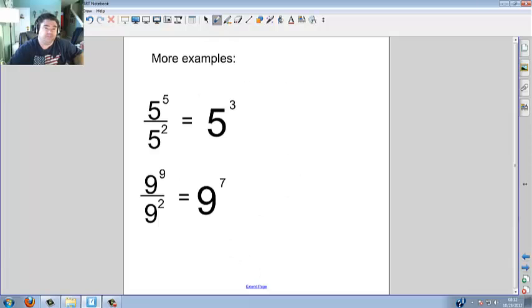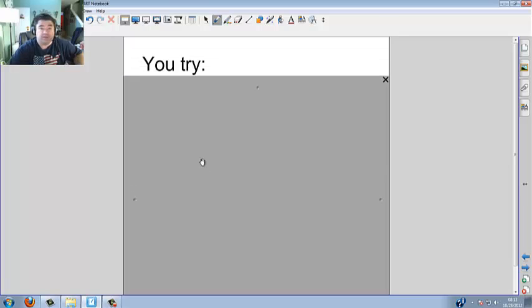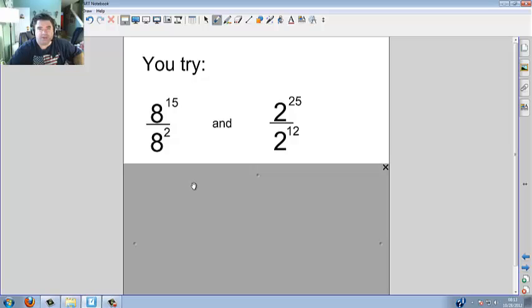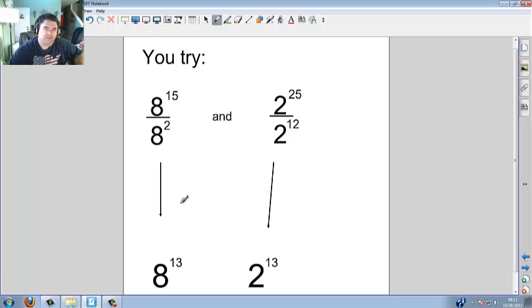And back. More examples. 5 to the fifth over 5 to the second. 5 versus 2, top wins by 3. 9 versus 2, top wins by 7. You try. 8 to the 15th over 8 to the second power. I guess I ought to cover the you tries up. Okay, you try now, as if you didn't see it. Go ahead. Here's what the answers were. 15 versus 2 is 13. 25 versus 12 is 13.